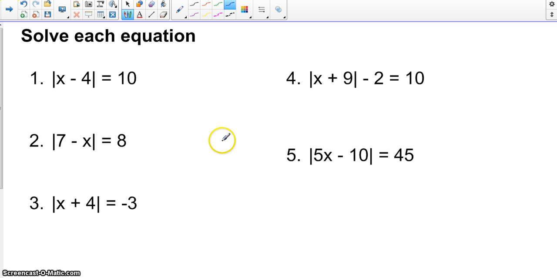Okay, so here are 5 examples of absolute value equations that I would like you to copy down and work on, okay? And make sure you bring these to class and we'll go over them, okay? The first 3 pretty straightforward. Look at number 4 though. I have an absolute value of x plus 9 and then minus 2 is equal to 10, okay? So I'm going to give you this hint on this one. Go ahead and add 2 to both sides and get absolute value of x plus 9 is equal to 12, right? And then set this up into 2 parts, okay?